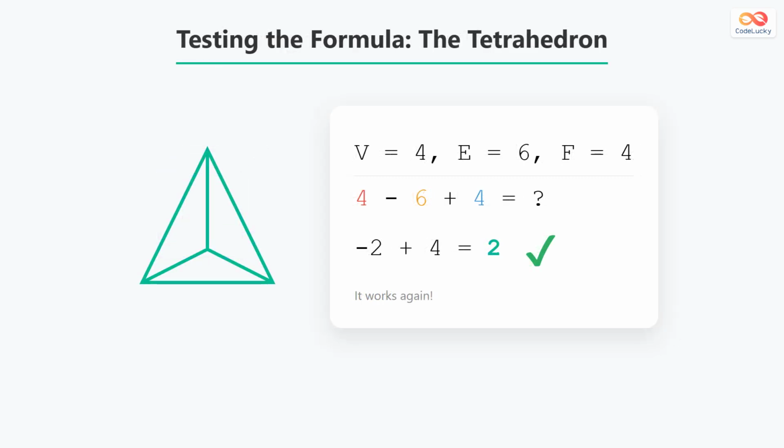Now let's test the tetrahedron. We had 4 vertices, 6 edges, and 4 faces. 4 minus 6 is -2. -2 plus 4 equals 2. The formula works again.